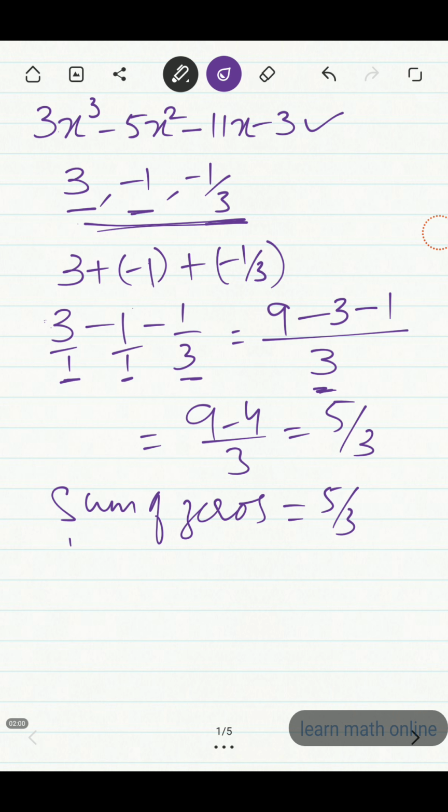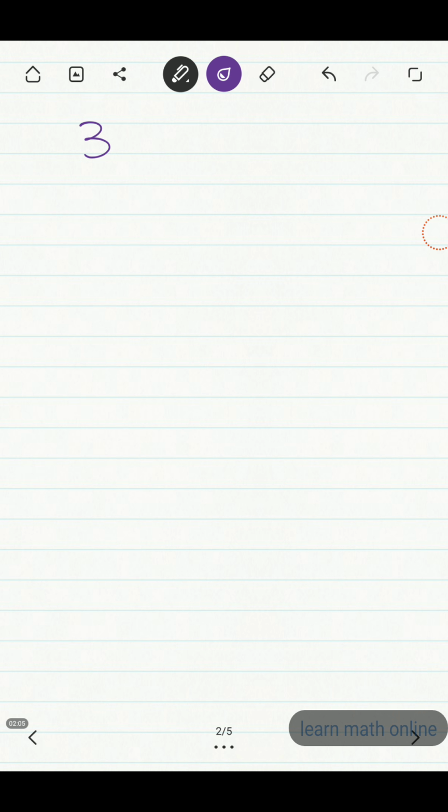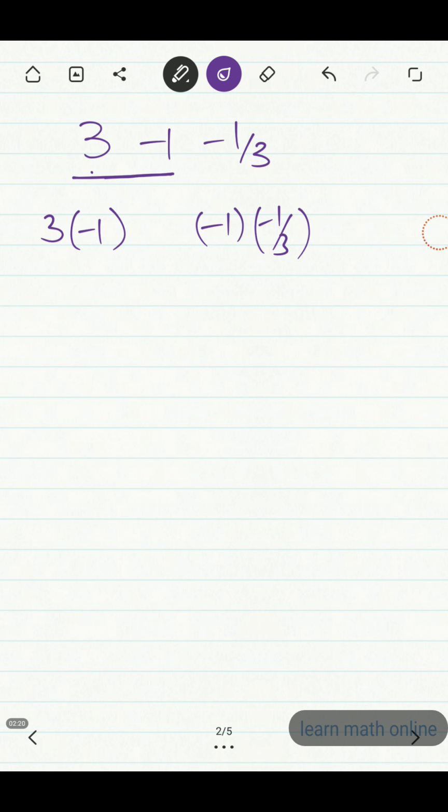Let me go to a new page, and the zeros were 3, minus 1 and minus 1 by 3. Now let us multiply these zeros two at a time. That means 3 into minus 1, and minus 1 into minus 1 by 3, and then minus 1 by 3 into 3. First we multiplied 3 and minus 1, and then minus 1 and minus 1 by 3, and then minus 1 by 3 and 3. After that let us add these. So what is this now? This is the sum of products of zeros taken two at a time.